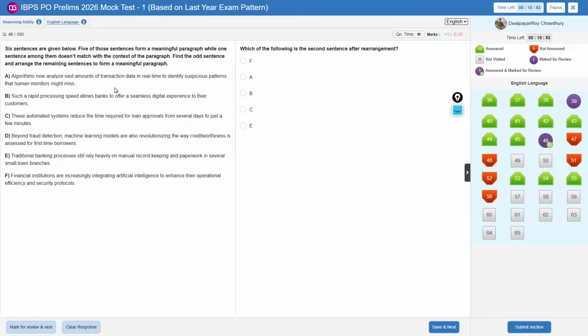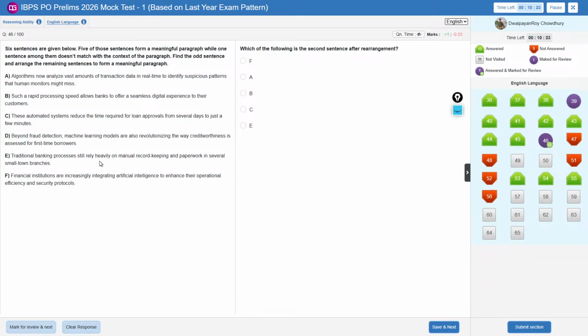Algorithm now analyze vast amounts of transaction data in real time to identify suspicious pattern that human monitors might miss. Such rapid processing speed allows banks to offer seamless digital experience to their customers. This automated system reduces the time required for loan approval for several days to just a few minutes. Beyond fraud detection, machine learning model are also revolutionizing the way creditworthiness is assessed for the first-time borrowers.